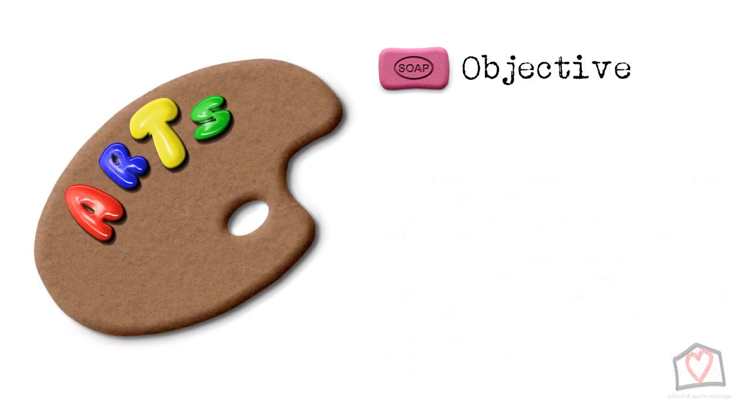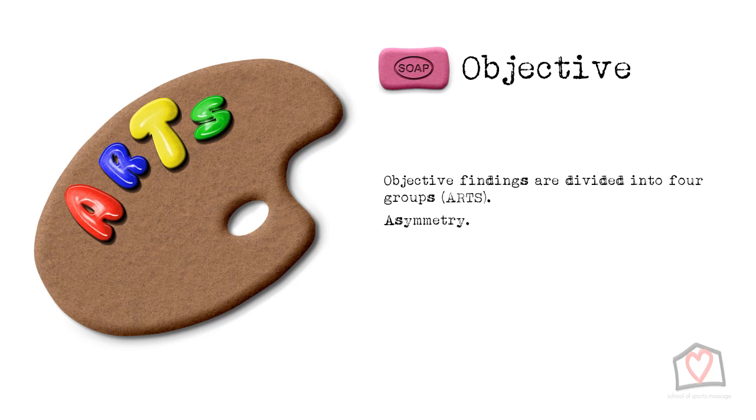We then move on to the objective assessment. To give structure to your objective assessment, we use the ARTS principle as a reminder. So that's asymmetry, range of motion or movement, touch and special tests. Here we have some changes to your Level 3 assessment, so let's work our way through this.